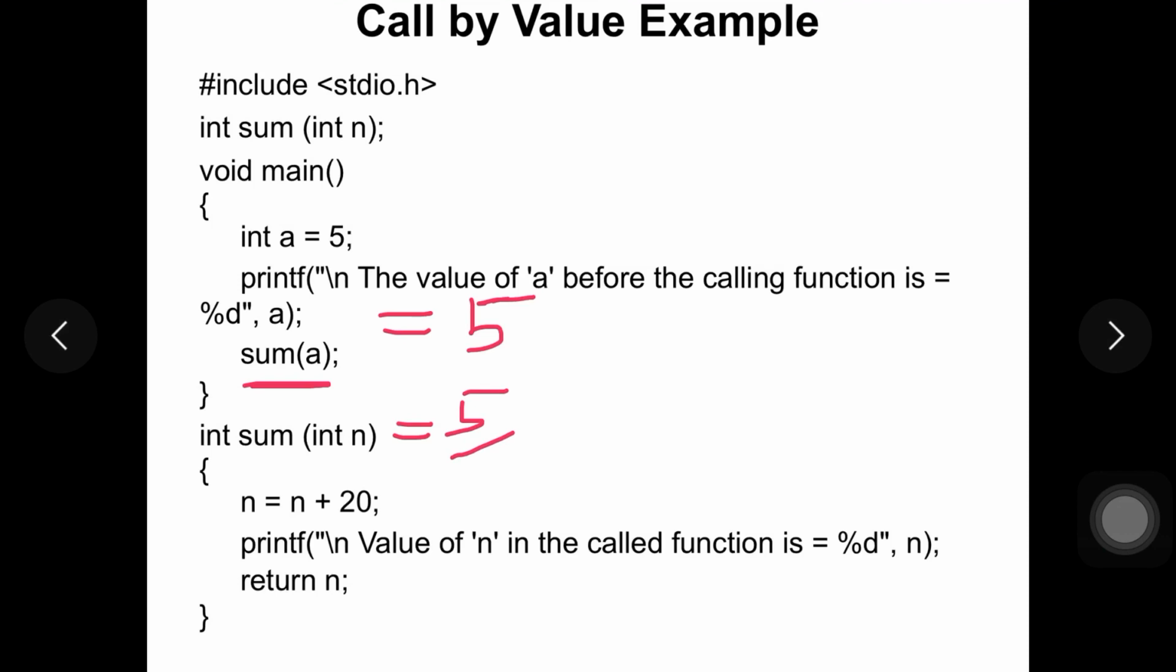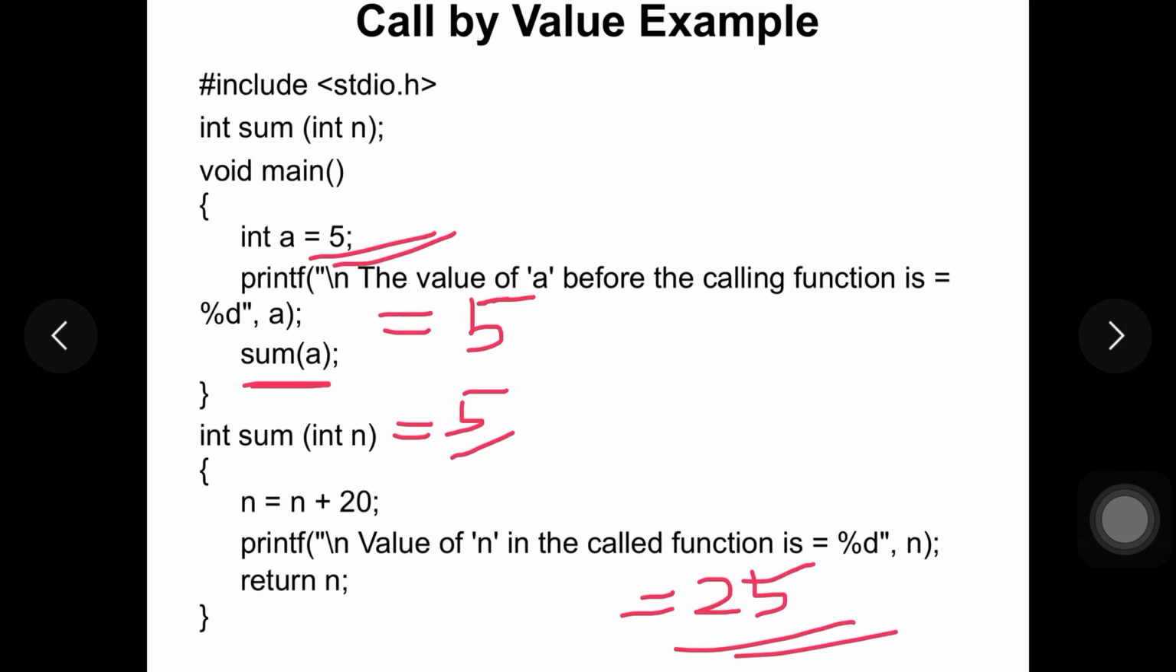So you are just adding 20 to the value of n, so it becomes 25. Here you have one more printf statement where you are printing the value of n in the called function, which is 25. So the value of a is 5 here and the value of n is 25. We made some changes to the variable in the called function, that is, the value of n changed to 25, which does not affect the original value of a, that is 5.